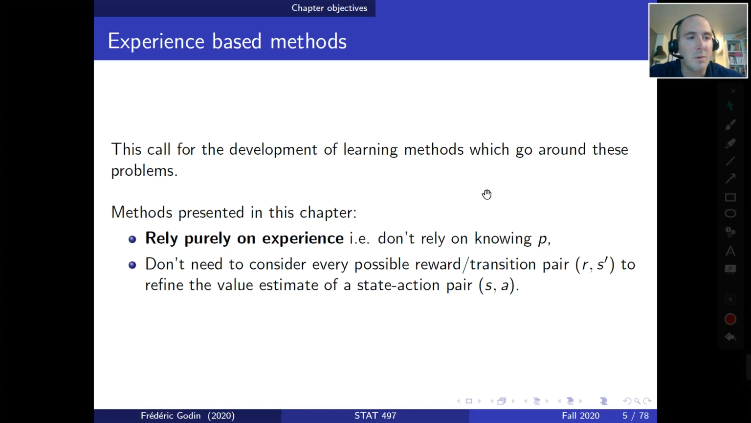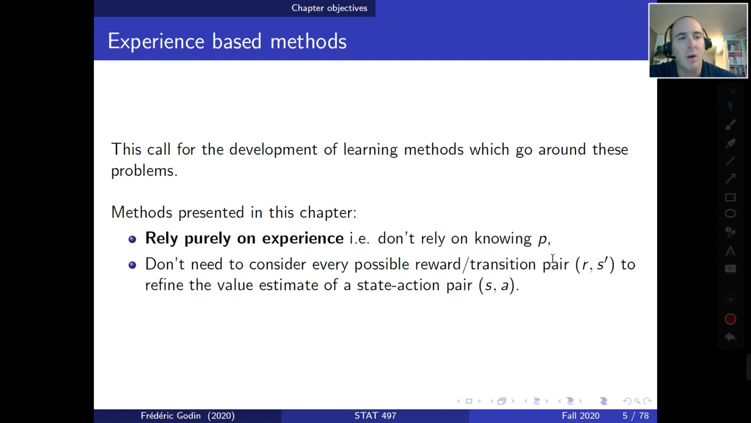These new methods need first to rely purely on experience. If the update function for the value function, or the algorithm in general, relies on knowing P, the transition function, then we must have a problem. So our algorithm must be applicable without prior knowledge of that function P, the transition function.